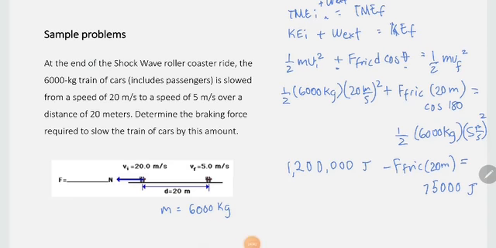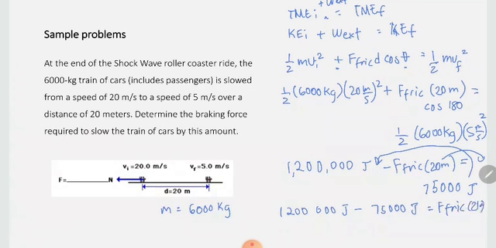Okay, a little space now. Essentially what will happen is you have to transpose the 75 kJ to the other side, and then this one to the other side. So, maging negative na siya, di ba? The difference between 1.2 million, okay, still very huge.